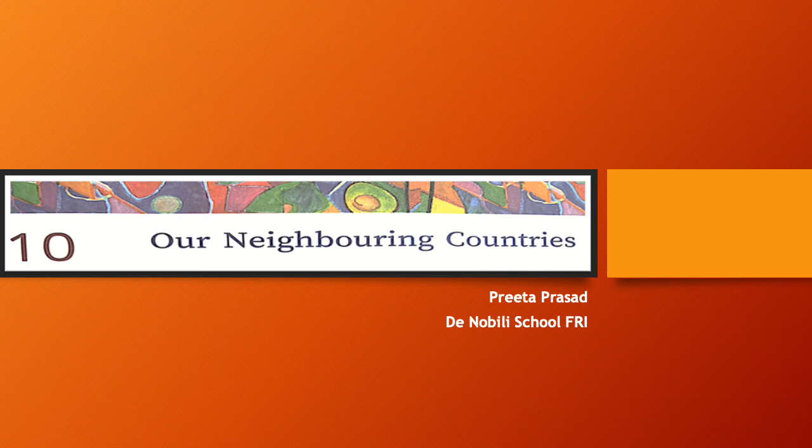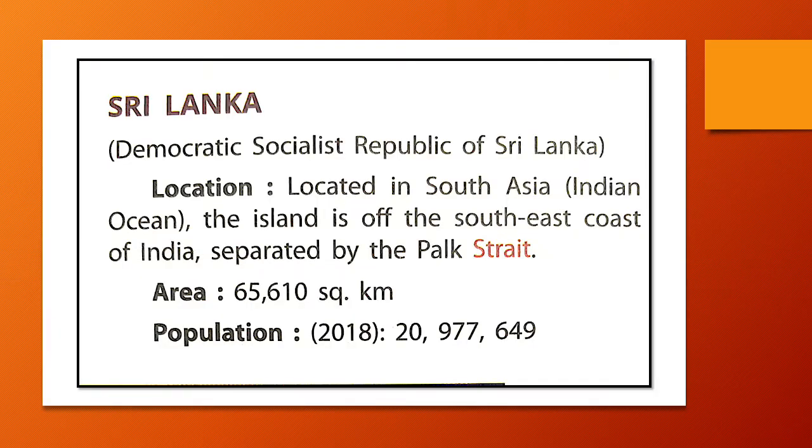Today we are going to do the third and the last part of chapter 10, our neighboring countries. We have already done 5 countries and today we will do Sri Lanka. Sri Lanka is also known as the Democratic Socialist Republic of Sri Lanka. It is located in South Asia in the Indian Ocean. It is an island off the southeast coast of India and it is separated from India by the Pak Strait.